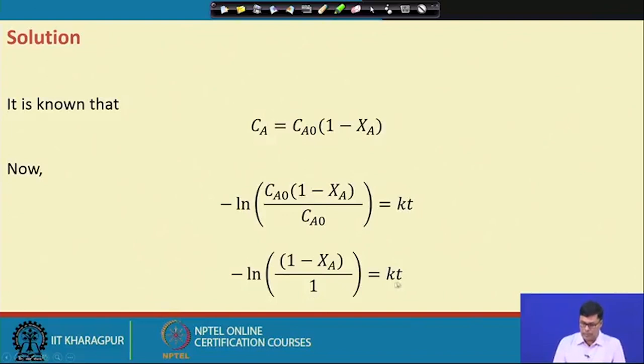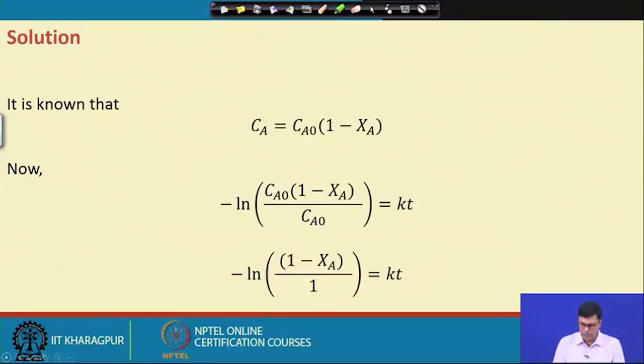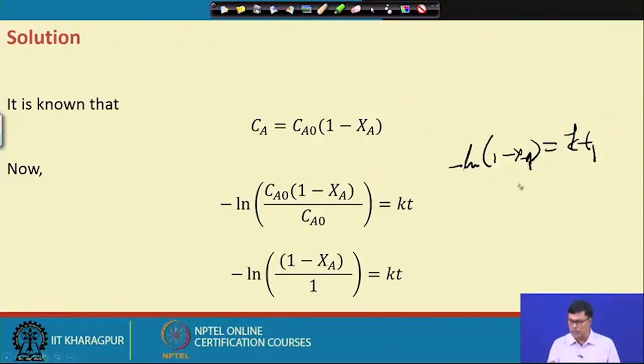Now, this is exactly what you get. I told you, this is exactly what you get. I understand this. Since our expression is like this, we have minus ln(1 minus xA) equal to K into T. Now, if we use T1, then it will be x1, and if T2, then 1 minus xA2 equal to K into T2.